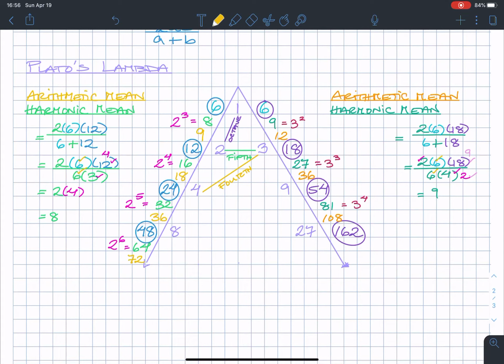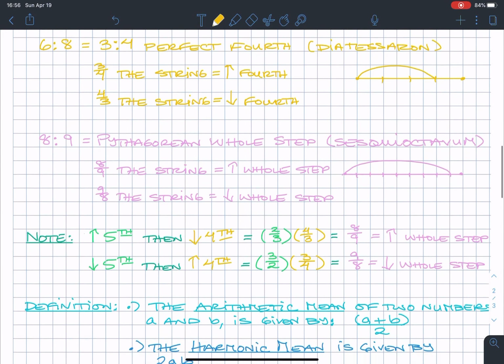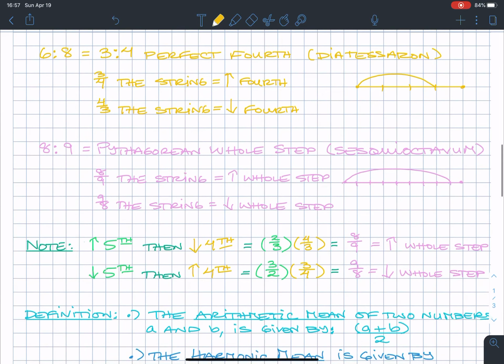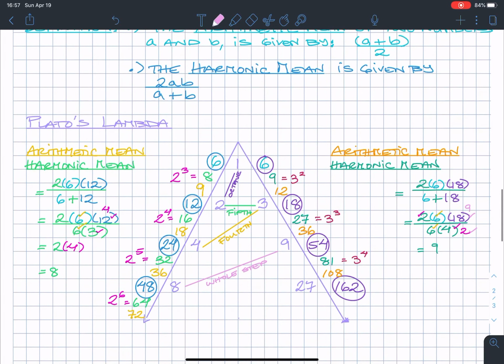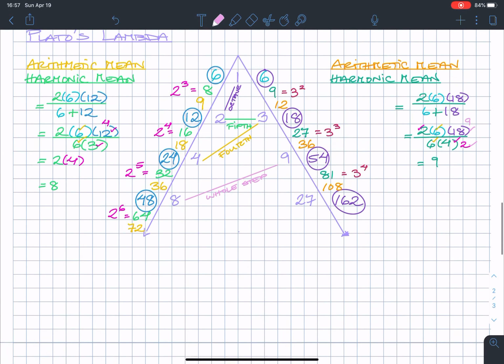Then we had, in pink, a ratio of 8 to 9, which is a whole step. Ratio of 8 to 9. So what's interesting is that this little construction here has a whole bunch of things hidden within it. So this is an interesting little kind of game of math, but it produces a lot.